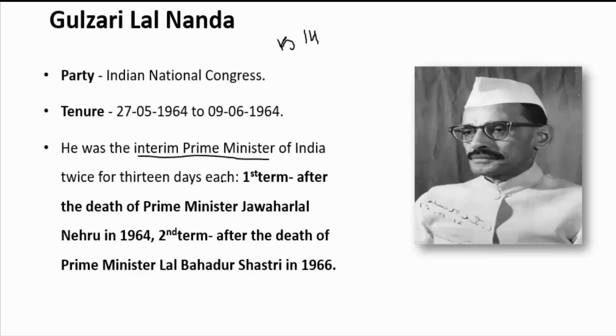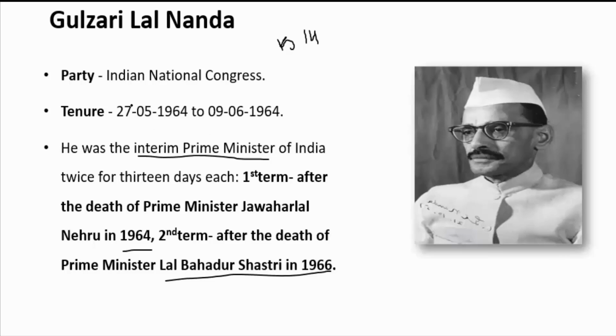So his first term was after the death of Prime Minister Jawaharlal Nehru ji in the year 1964, and his second term was after the death of Prime Minister Lal Bahadur Shastri ji in the year 1966. So basically he was the interim Prime Minister of India twice for 13 days each.